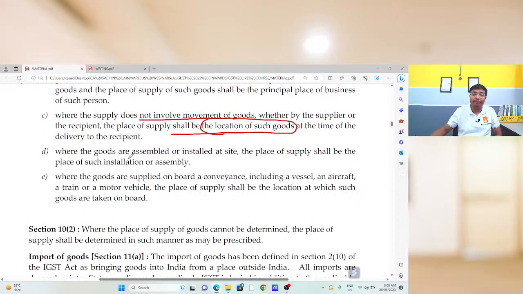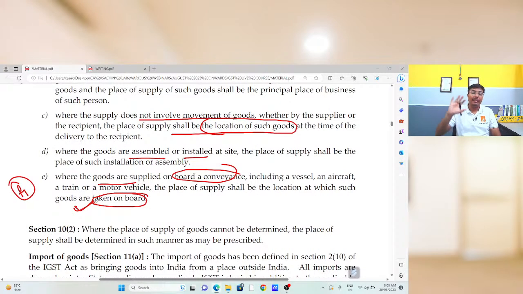Next, in case of assembling and installation, the place of assembling and installation will be treated as the place of supply. And in case the goods are supplied on board, the first scheduled point will be treated as the place of supply. That is, where the goods are taken on board, that place will be treated as the place of supply. These are the five points which will be applicable in case of domestic supply.